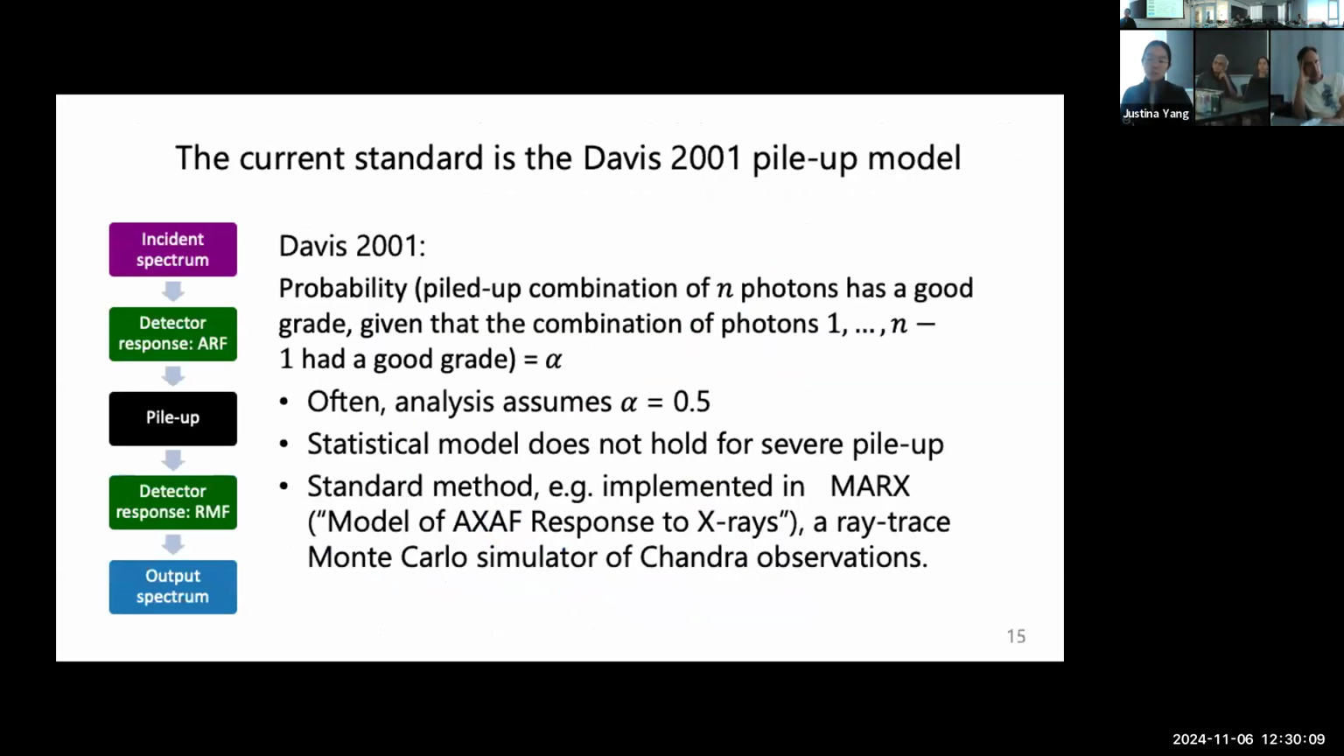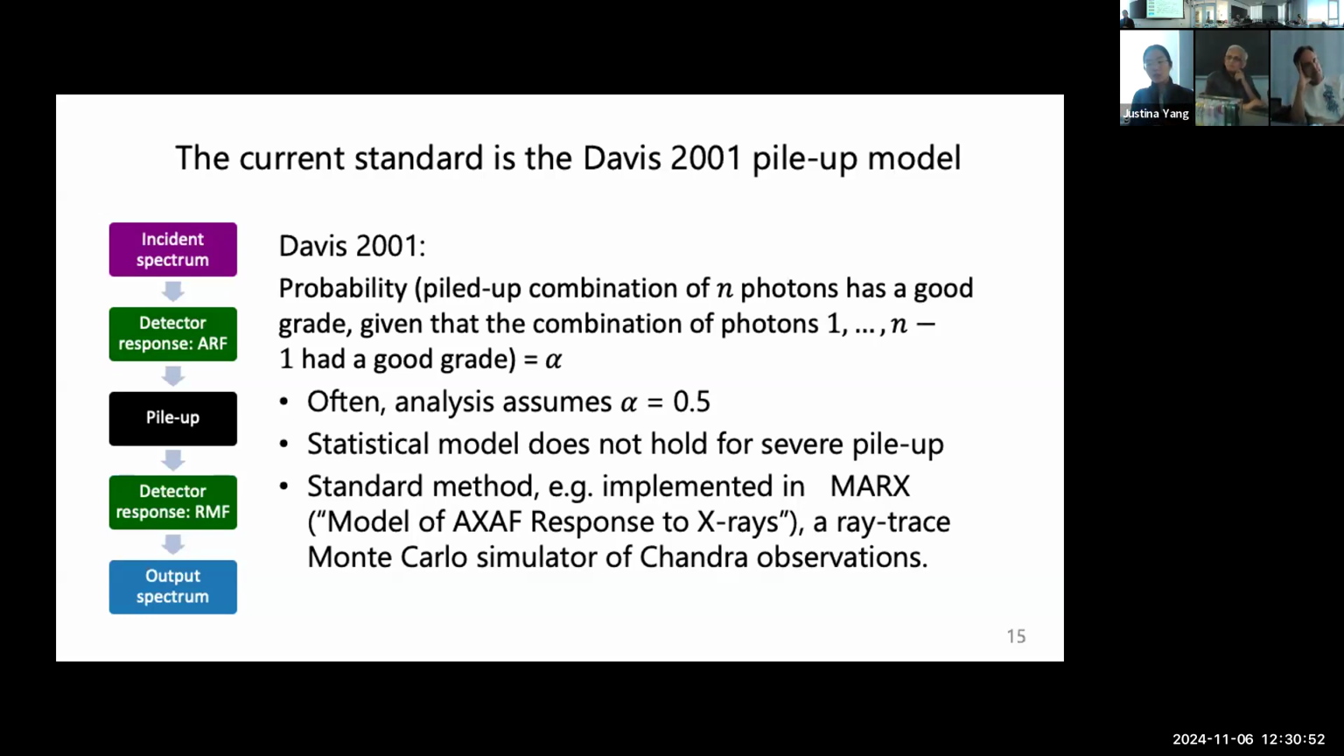So currently the standard is to use the pileup model from Davis 2001, and the key point about this model is that it has a parameter alpha that parameterizes the probability of grade migration. To be precise, alpha is the probability that the combination of a collection of photons has a good grade, assuming that the collection of photons minus 1 had created an event that had a good grade. This value can be between 0 and 1. Oftentimes it's 0.5, although you can make choices for alpha when you do parameter fitting.